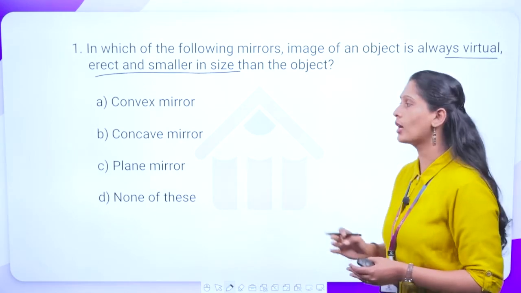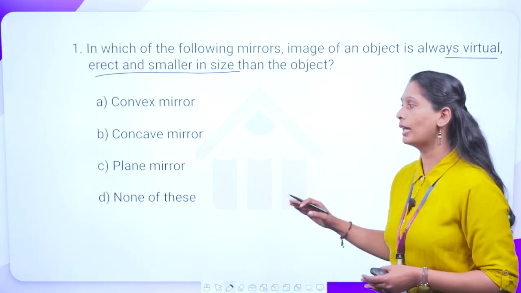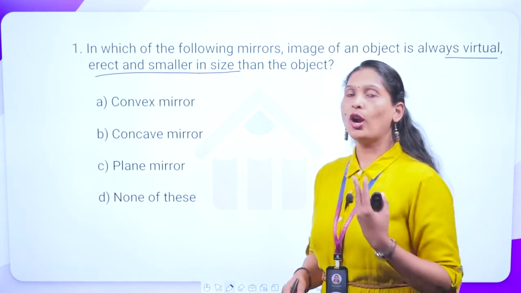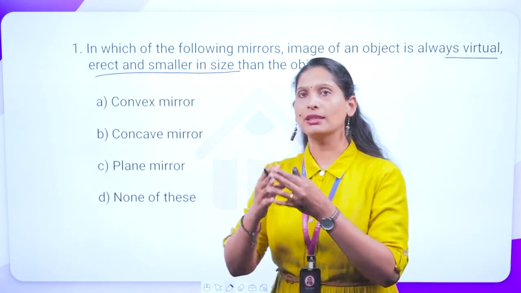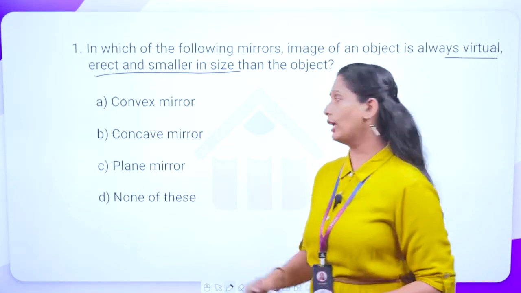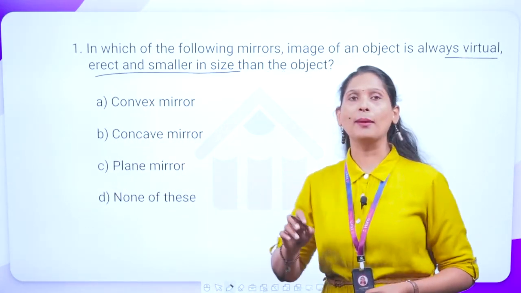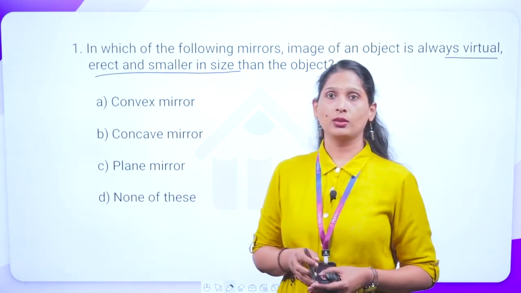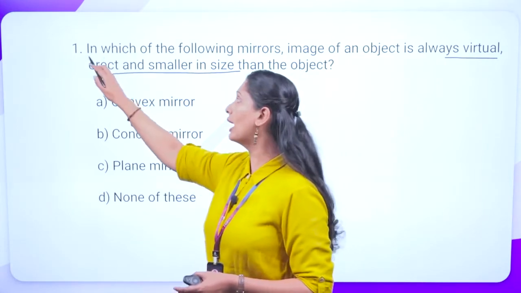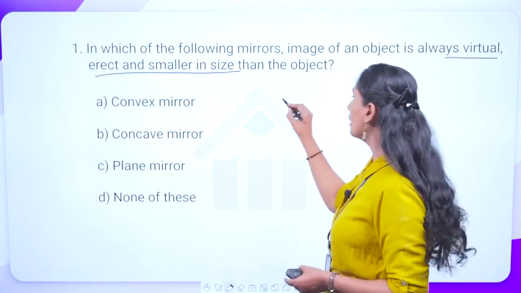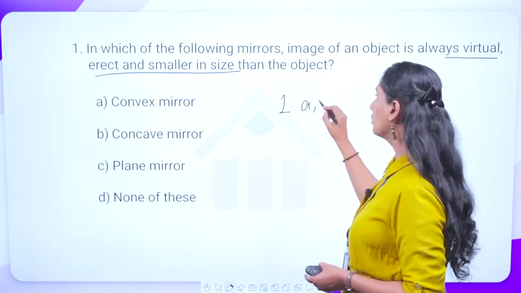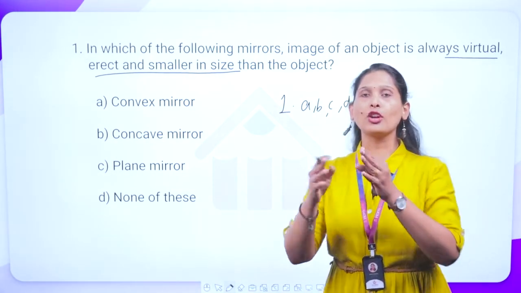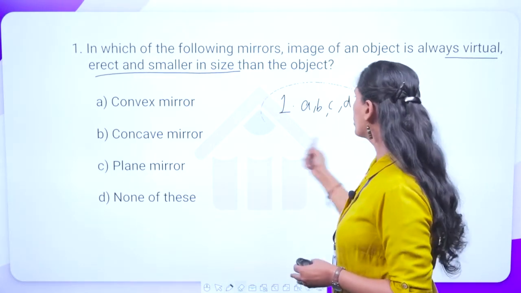You have four options here: convex mirror, concave mirror, plane mirror, or maybe none of these. What do you feel? I want your answer to be dropped in the chat box. You can point the option, A, B, C or D, for this question. I would like it to be 1A, 1B like that: the question number, then the option A, B, C or D. That's how you have to drop it in the chat box. Now tell me.